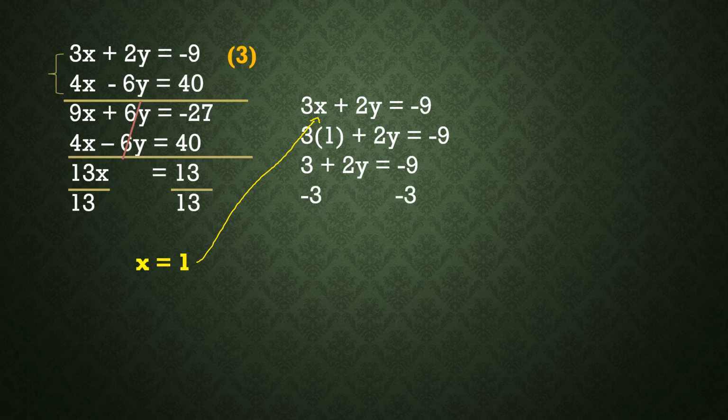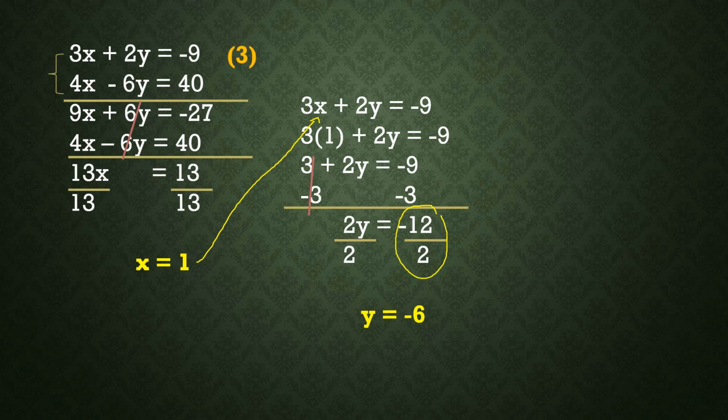And then subtract 3 from both sides. You can cancel the positive and negative 3. And then bring down 2y equals negative 9 minus 3 is equal to negative 12. Divide both sides by 2. The result is negative 6. Negative 6 is from negative 12 divided by 2. Remember, negative divided by positive is negative. 12 divided by 2 is 6. Therefore, the solution is 1, negative 6.